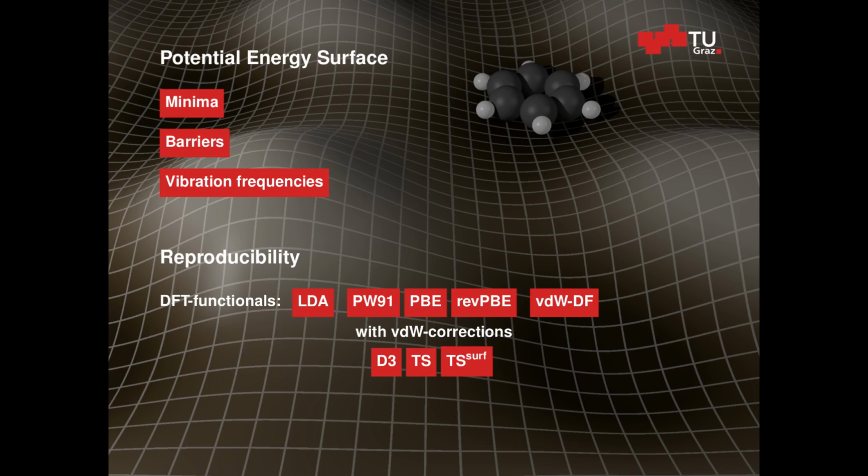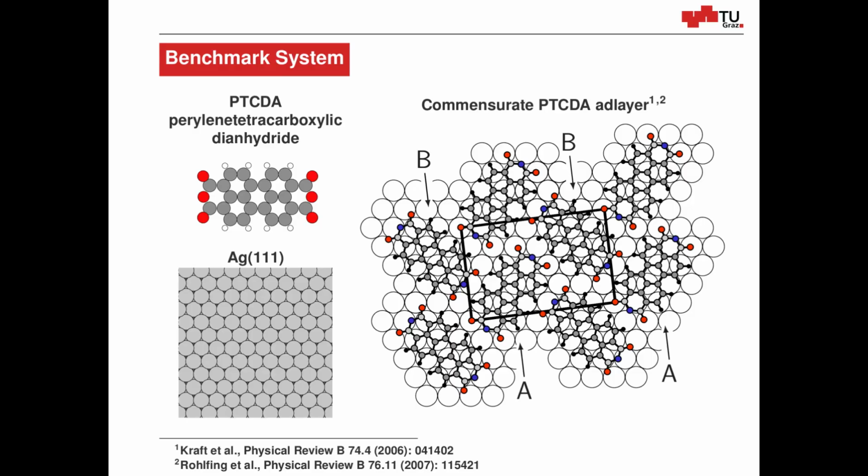For this, we needed to find a benchmark system. And the system we came up with is the German molecule put on silver 111. So why did I call PTCDA the German molecule? Well, it's because Germans have been measuring it quite a lot. For instance, they found this commensurate add layer, which you can see on your right hand side, which contains two adsorption geometries. And of course, we would like to find these two adsorption geometries.